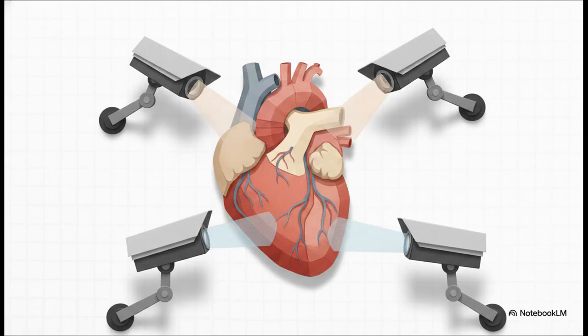Now, spotting these ST changes is definitely not just trivia. Looking at specific leads is honestly just like changing camera angles on a security feed so you can localize exactly which wall of the patient's heart is dying. Leads I, II, and AVF act like a camera looking straight at the inferior wall, while leads V1 through V6 point directly at the anterior wall. You are literally pinpointing the exact location of the infarction.